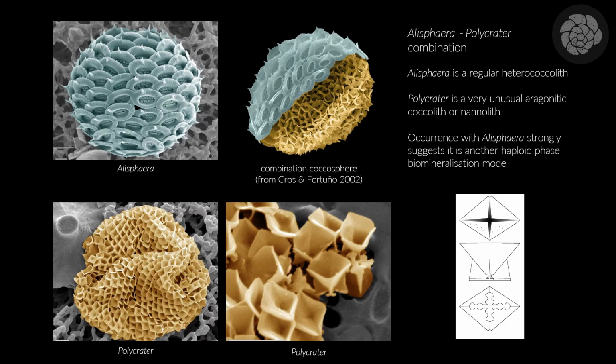And then the alternate life cycle phase, we know again from the work of Louisa Crosses, is Alispira, which is a completely normal heterococcolith. No, I haven't got a picture of it. But basically, it's a perfectly regular heterococcolith, and the alternate life cycle phase is an aragonitic thing which looks sort of like a heterococcolith, but it doesn't look like a holococcolith. So again, it's not a modified holococcolith in any way.